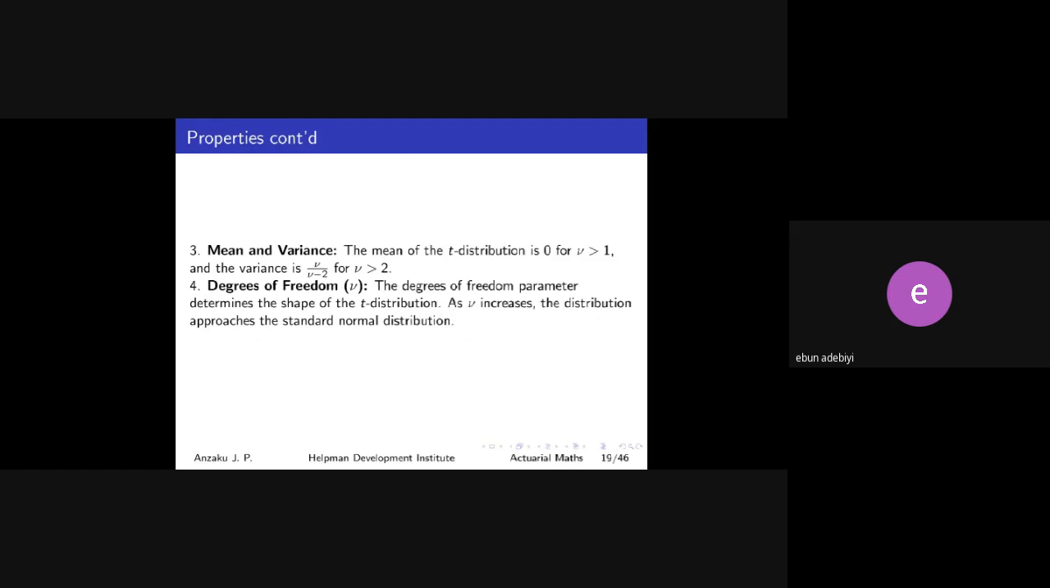I wish that I had plotted the plots for the t distribution. We would have seen more as V increases how the shape works. But as V increases, the distribution approaches the standard normal distribution.